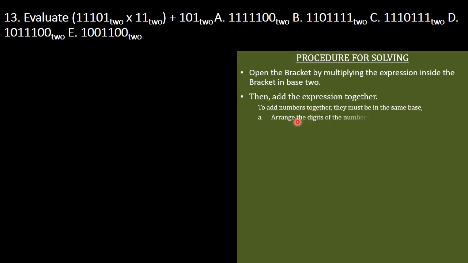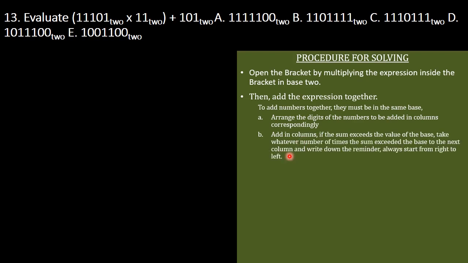Arrange the digits of the numbers to be added in columns correspondingly. Then add in columns. If the sum exceeds the value of the base, carry to the next column the number of times the sum exceeded the base and write down the remainder. Always start from right to left.